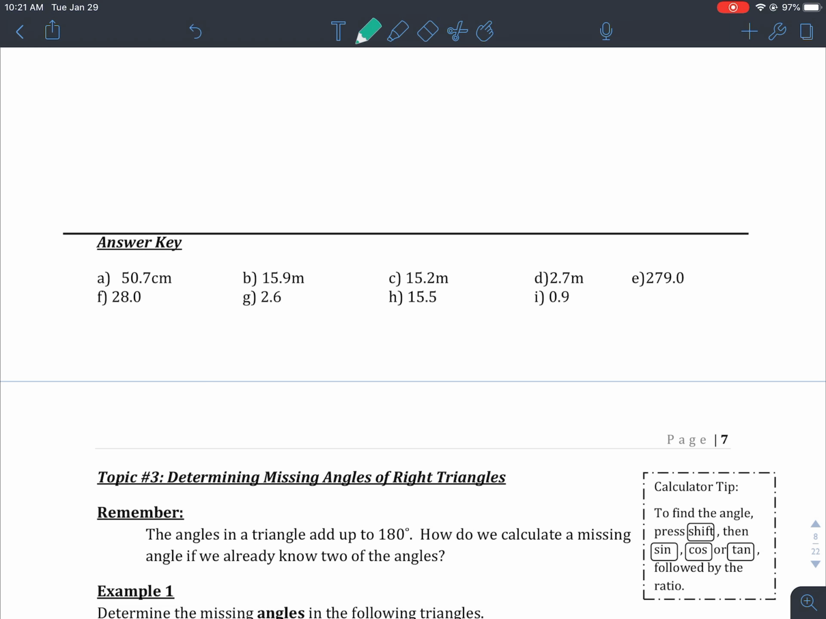Come back in the next video, we're going to be determining angles. So all we've done so far is found side lengths. In the next video, we're going to find angles. So please come back and check that one out.